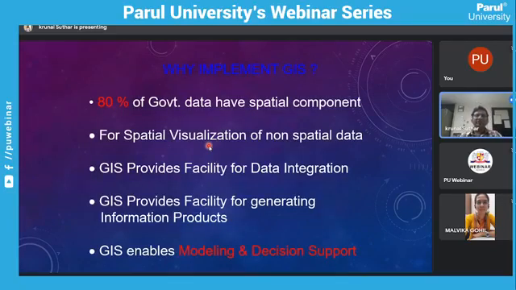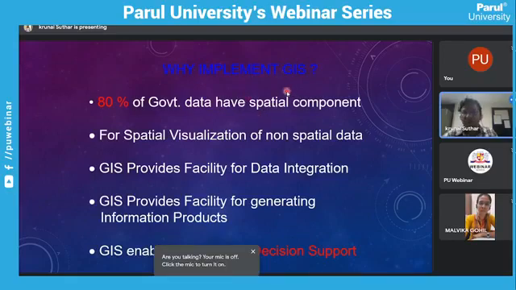Why is implementation of GIS important? Because 80% of government data has a spatial component. It means your driving license has your address printed, but your address has a unique latitude and longitude. Your school, college or university has an address. Bank, government property, government building, railway stations, police stations, all have unique locations. So each and every data that the Indian government or state government is managing has an 80% component of spatial or location component. So you can imagine how big the field is.